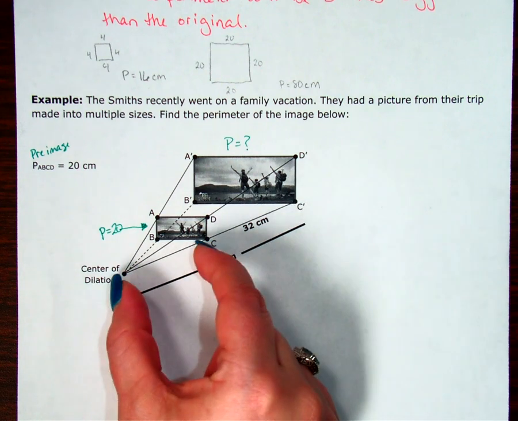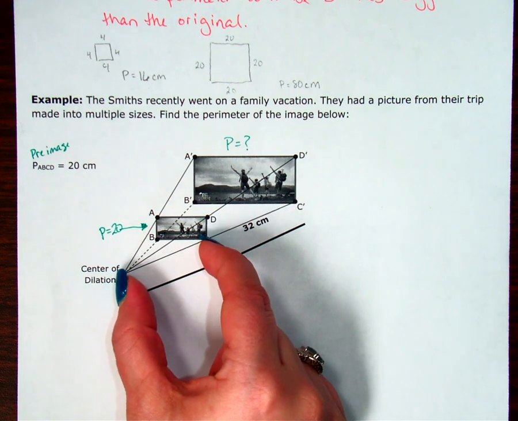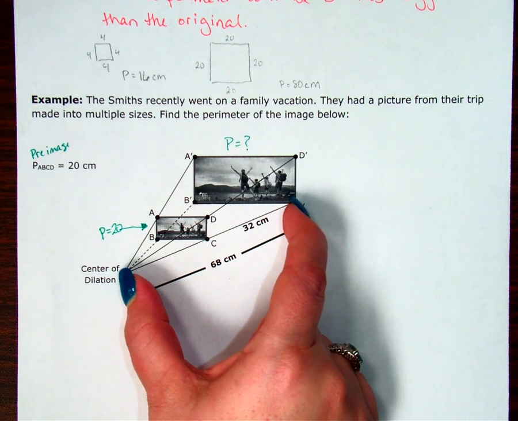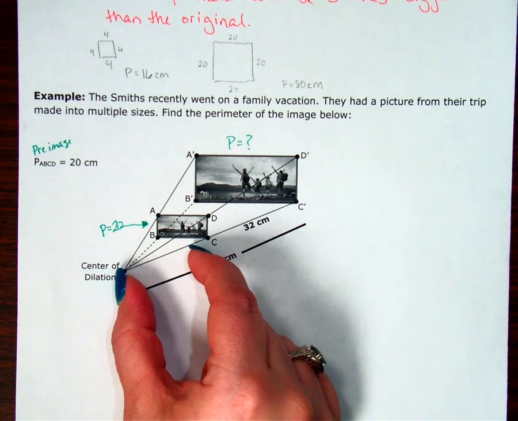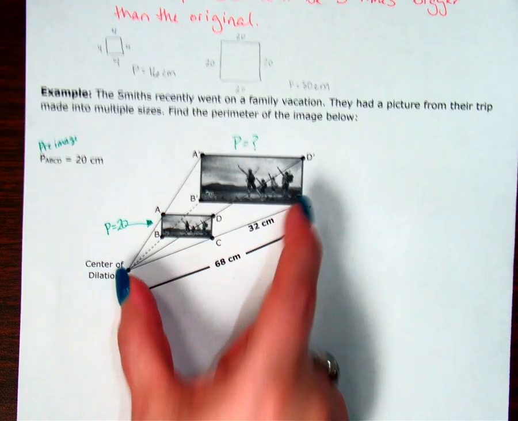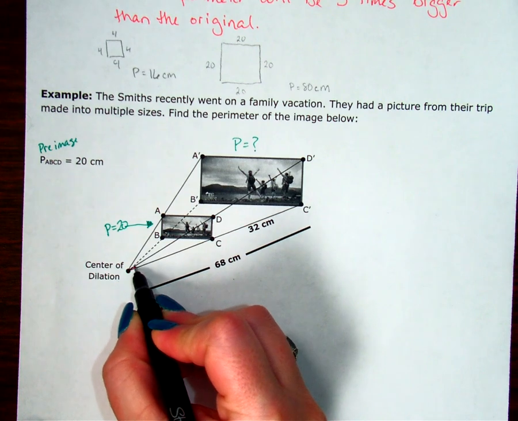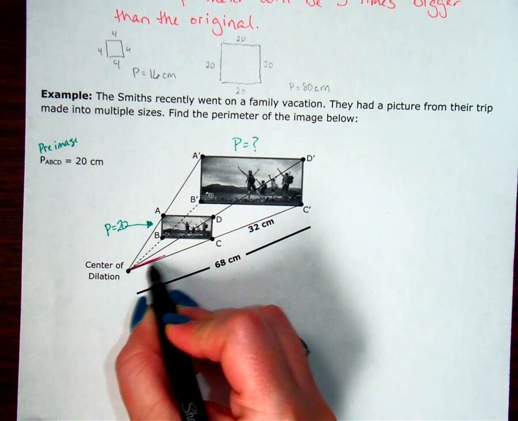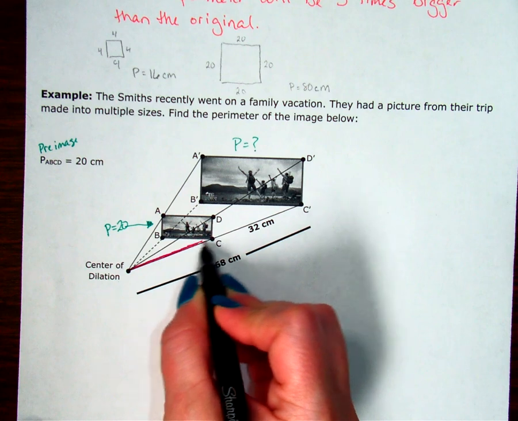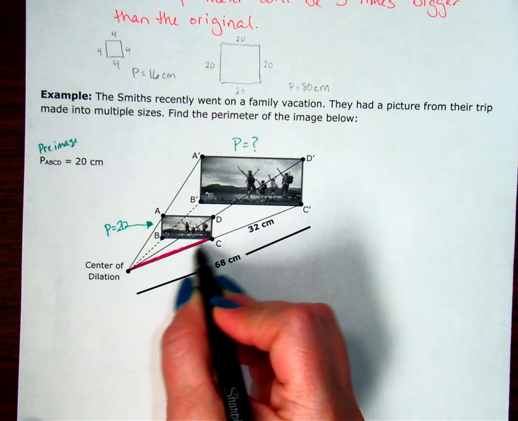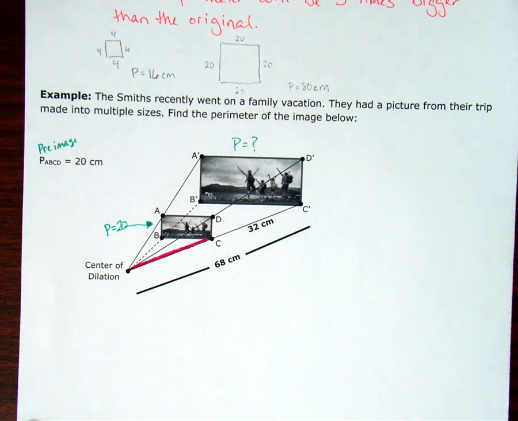I have to compare from the center of dilation to the little one, and then from the center of dilation to the large one. So everything is going to leave from the center of dilation. For example, from the center of dilation to my image, if I know how big that piece is, then I can use that to help me start building a proportion.